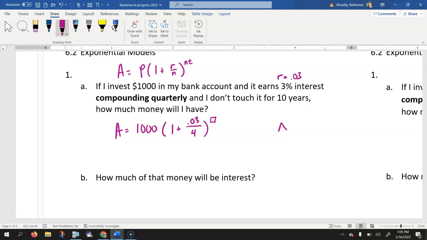Either multiply 4 times 10 and type it in as 40, or put it in parentheses, otherwise it'll only raise it to the 4th power and then take the total answer times 10. We want 4 times 10 both as an exponent. So you either have to do it in your head and say 4 times 10 is 40, or put the exponent inside of parentheses.